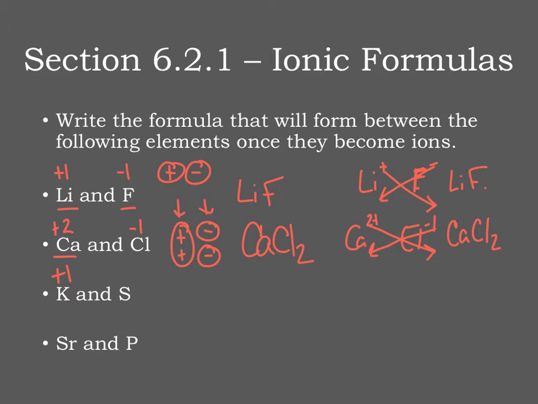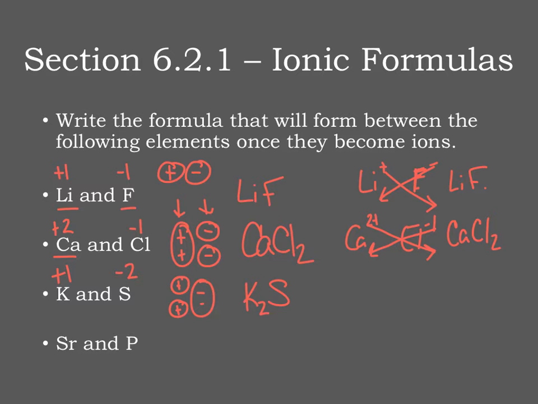Potassium's group 1, +1 charge. Sulfur is group 6, so it's a -2. So now I have a single positive and a double negative. So I'm going to need two of those single positives. So that's going to be K2S, two potassium for every one sulfur ion.